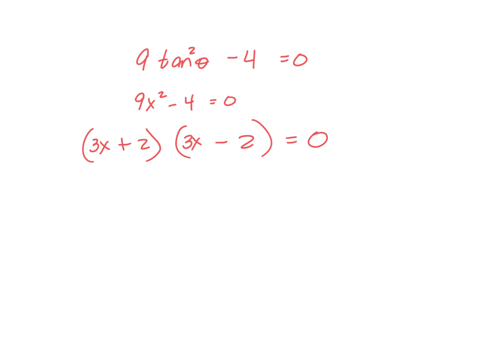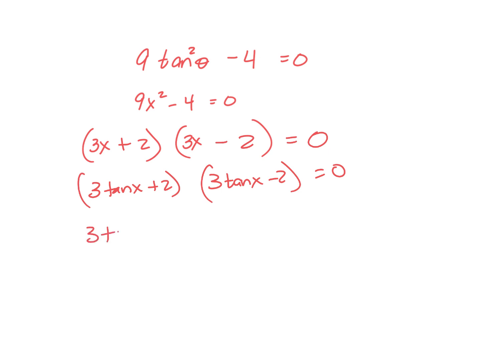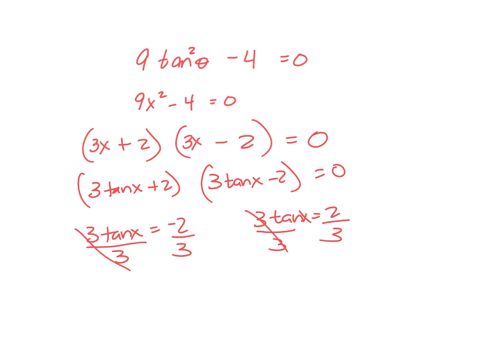So now you're going to put in the tangent. So it would be 3 tan of x, or theta, plus 2, and 3 tan of x minus 2 equals 0. So here we would have that 3 tan of x equals negative 2, and 3 tan of x equals 2. Does everybody get that? So we need to find second tan of negative 2/3. What is the second tan of negative 2/3 to 1 decimal place?